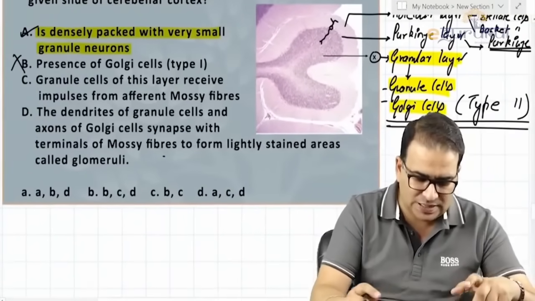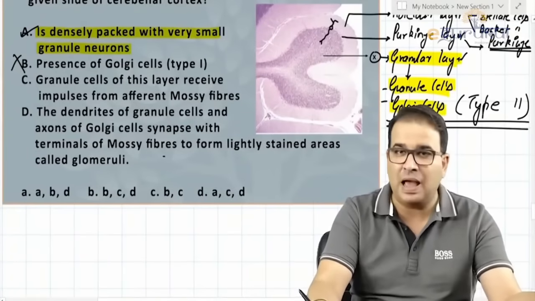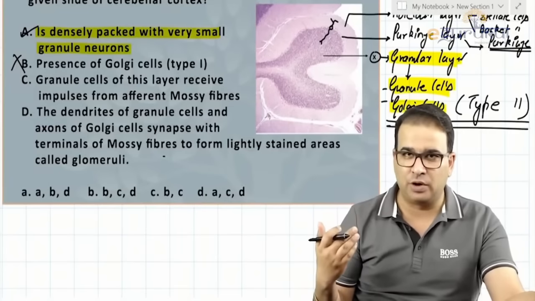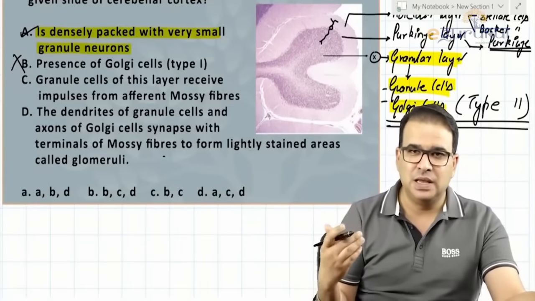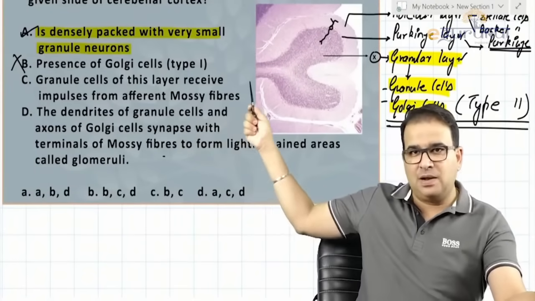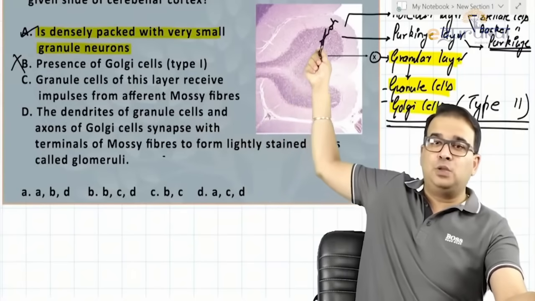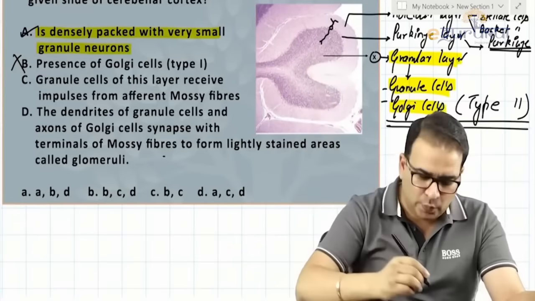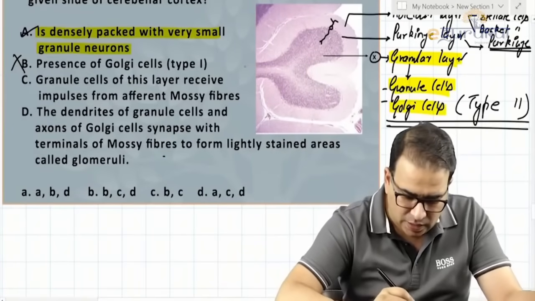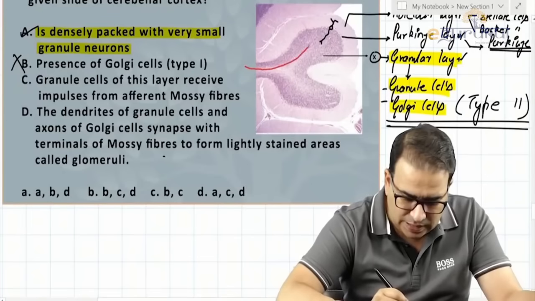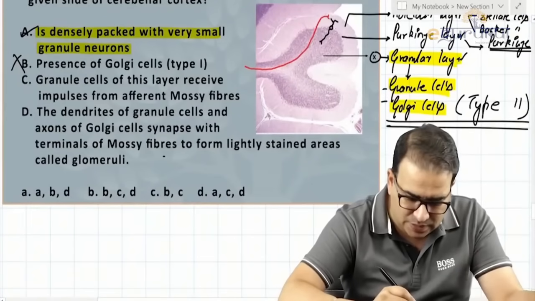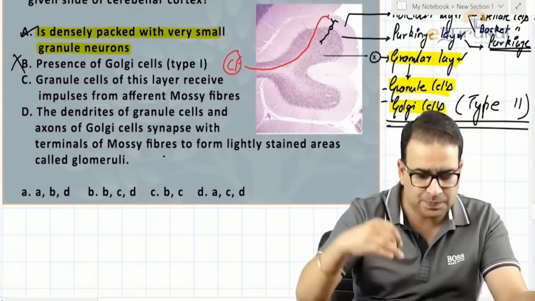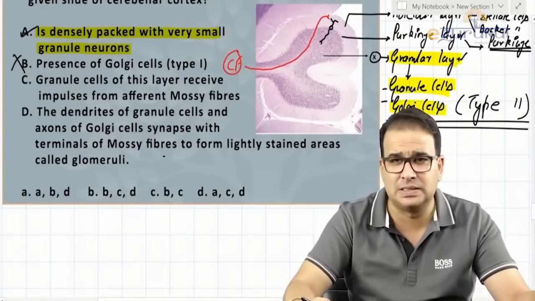Option C says granule cells of this layer receive impulses from afferent mossy fibers. We have two types of afferent fibers coming into the cerebellar cortex. One is the climbing fibers. The climbing fibers, which come from the white matter, are capable of going directly into the molecular layer, and they directly synapse with what? With the Purkinje cell. I'm writing CF: climbing fibers can go directly above and synapse with the Purkinje cells.